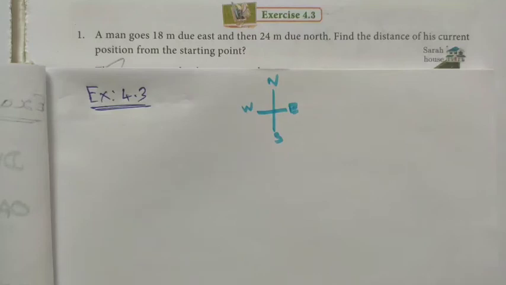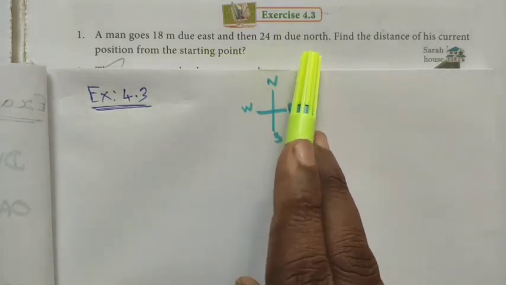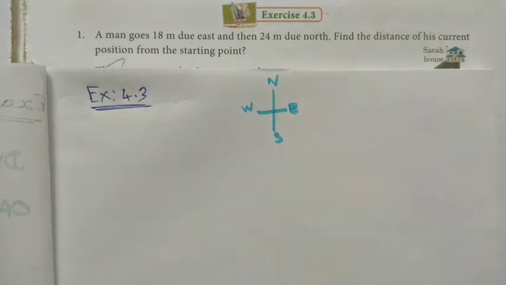Hi students, class 10, exercise number 4.3, question number 1. A man goes 18 meter due east and then 24 meter due north. Find the distance of his current position from the starting point.